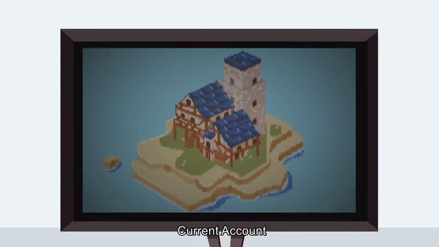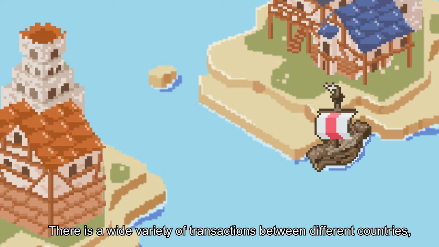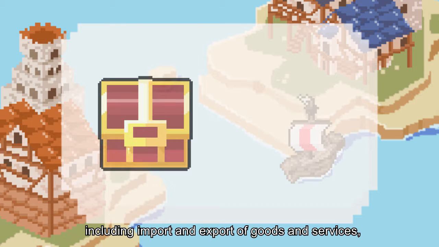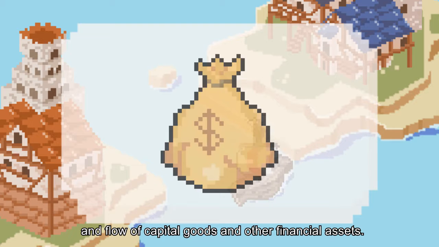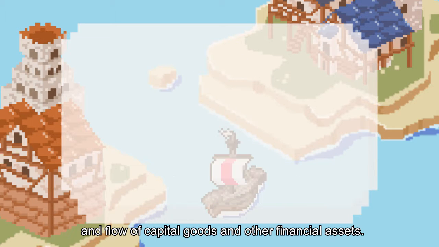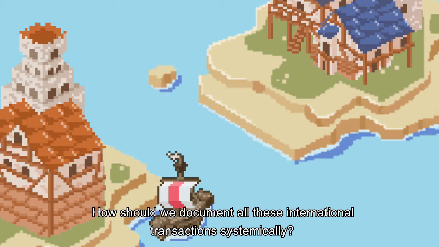Current account. There's a wide variety of transactions between different countries, including import and export of goods and services, and flow of capital goods and other financial assets. How should we document all these international transactions systematically?